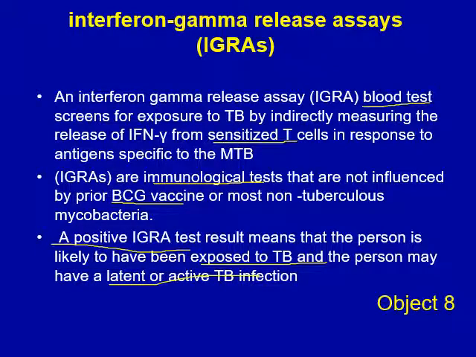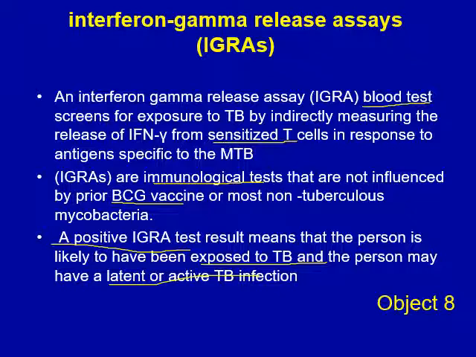So a positive IGRA means the patient is exposed to TB and may have either latent or active TB. So it cannot differentiate between active TB and latent TB. But it means the patient is exposed to the TB and is not affected by the BCG vaccination.